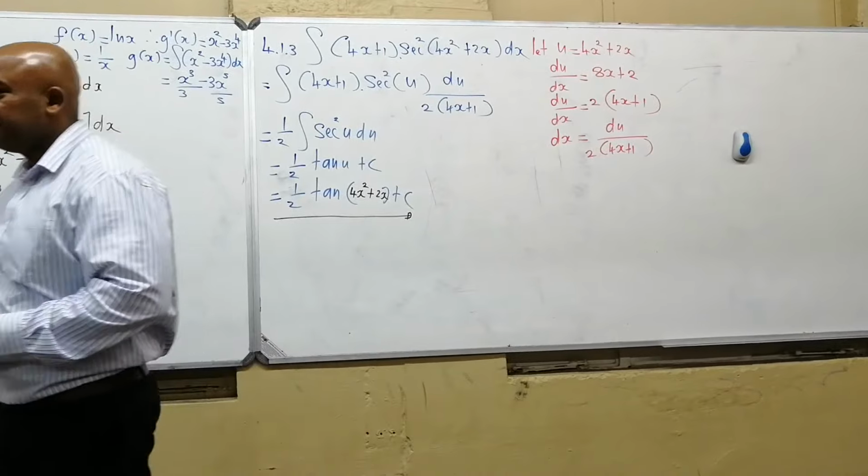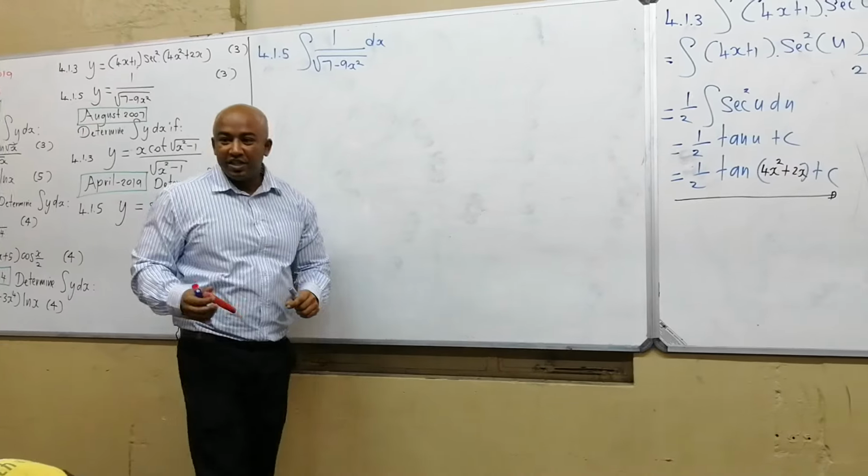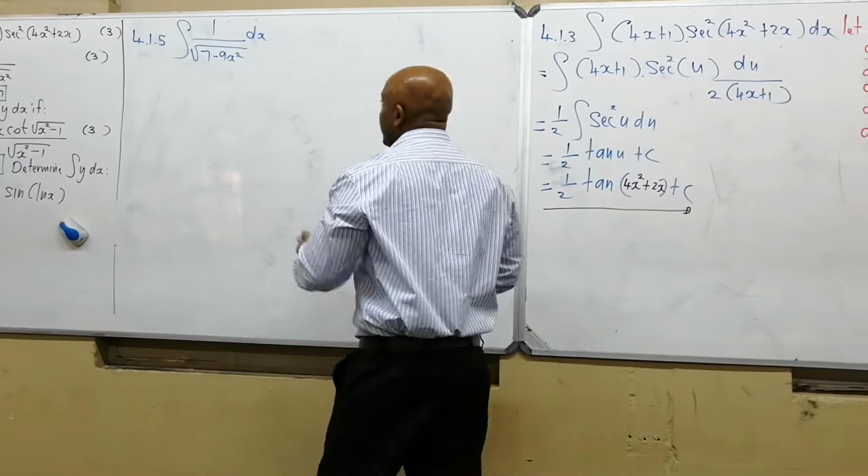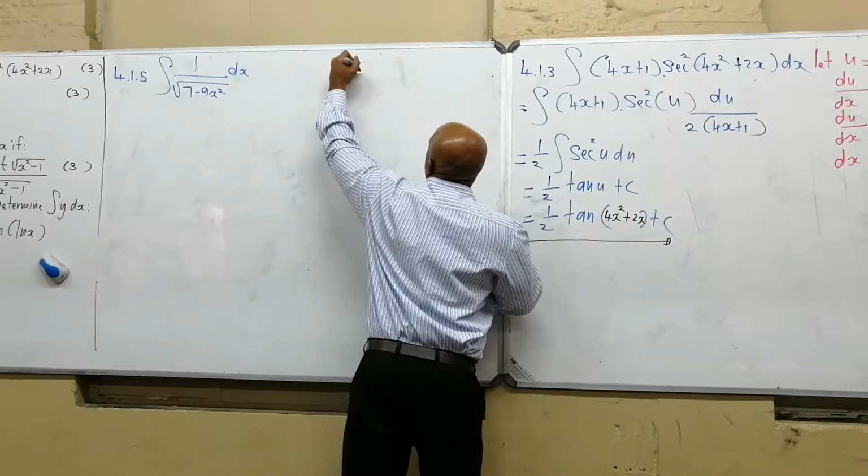The next one. Right, so here, this comes again similar to this one here. 4.1.3, differentiation of inverse trig functions. So if you look at this one, and you remember y is equal to inverse sine of f of x, the derivative of inverse sine f of x is f prime x all over the square root of 1 minus f of x all squared. It comes from your differentiation of inverse trig functions.